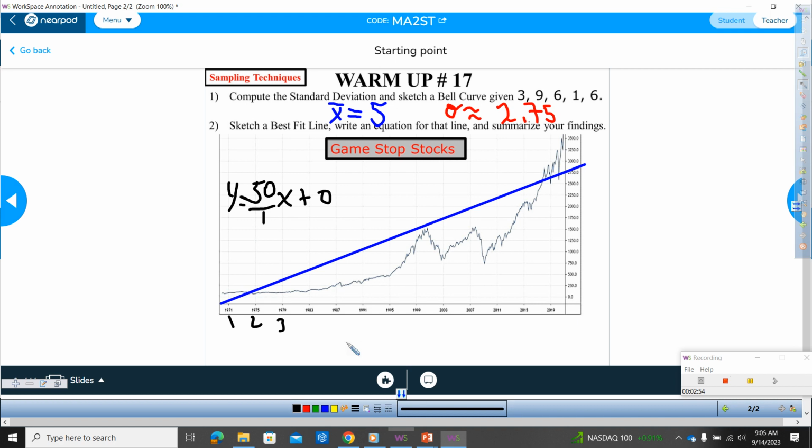Let's see, from back here, how about Ethan Reeves? What do you think, Ethan? 50 over 1, what does that mean? You got it? Yeah, it goes up 50. That means $50. It goes up for every one tally. How much is each tally? Tell your neighbor how many years for each tally.